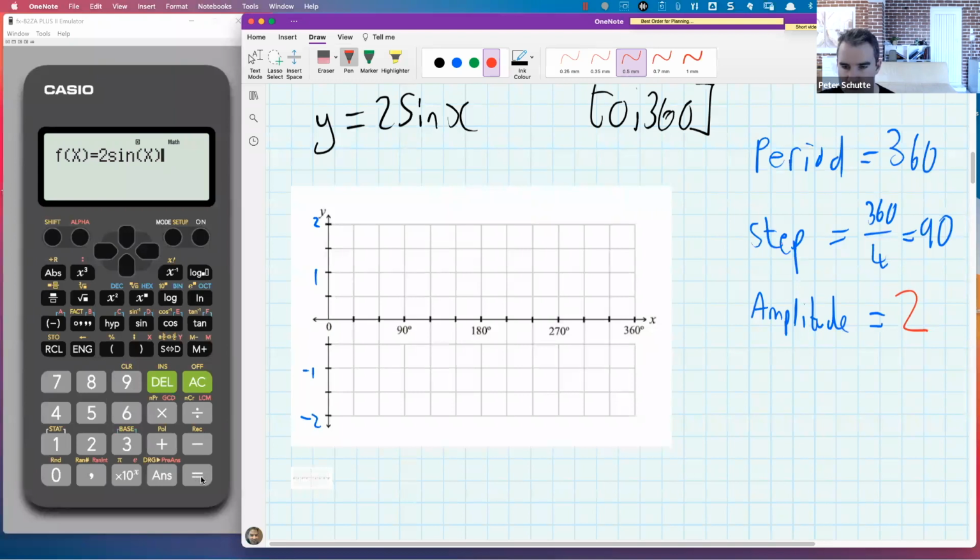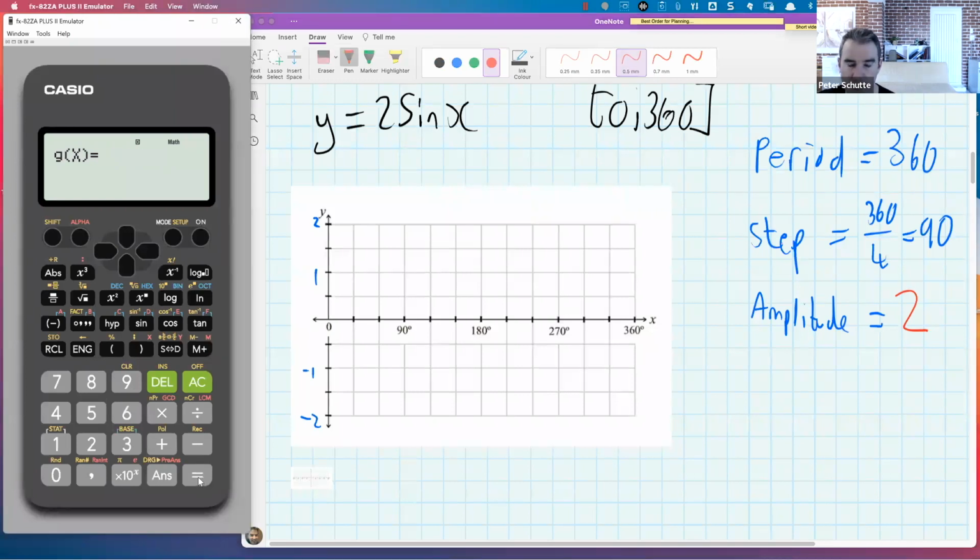I'm going to continue with my calculator now, and I'm going to go equals. I'm ignoring the g of x. Some of you won't have this on your calculator, that's fine. Then where do I start? I start at 0. Where do I end? I end at 360, because that's what the question asked. And what is my step size? It's 90.